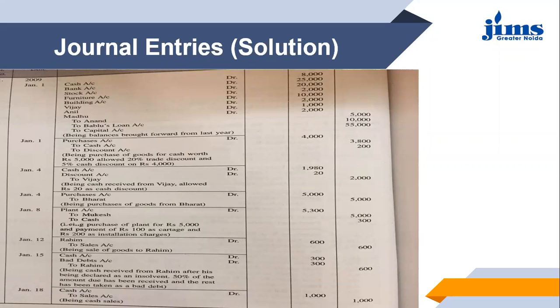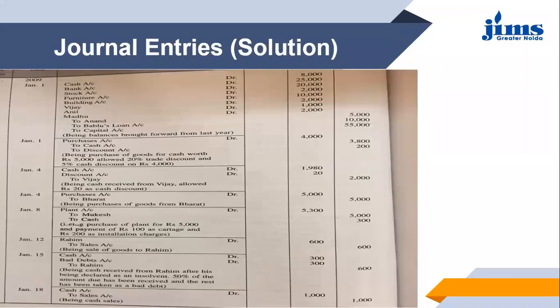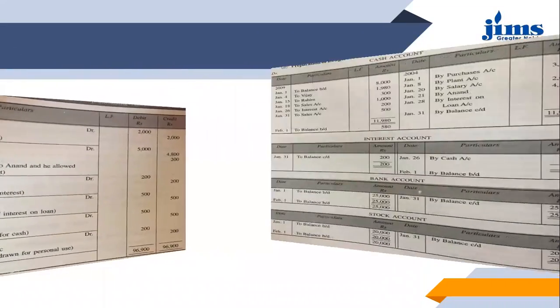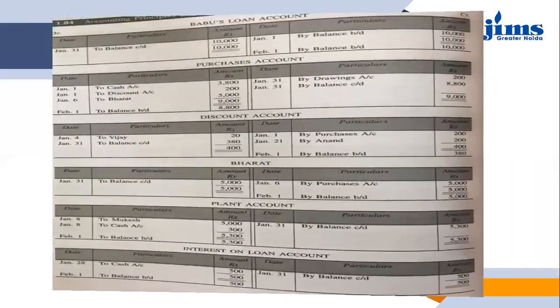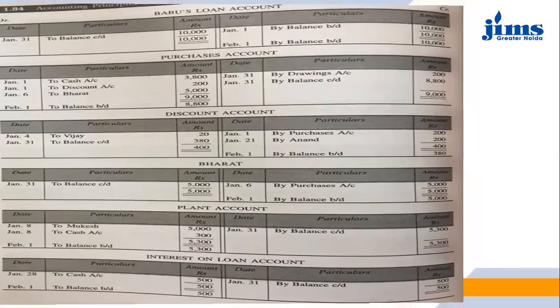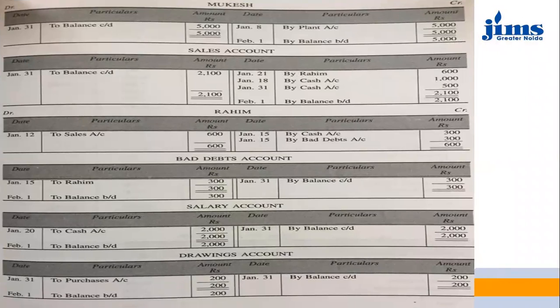We will take up the January 12th entry, Rahim account debited to sales account. Since the sales account we have not prepared yet, and Rahim account also is a new account appearing for the first time in the journal entry, we will take up these two new accounts. We'll prepare Rahim and sales account. Now you can see here sales account and Rahim account. The entry is Rahim account debited to sales account. So Rahim account is debited, and we'll go on the debit side of the Rahim account.